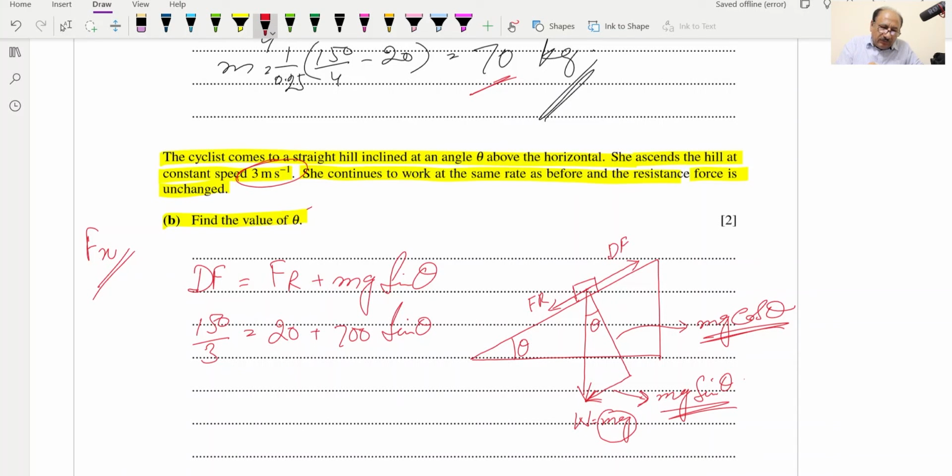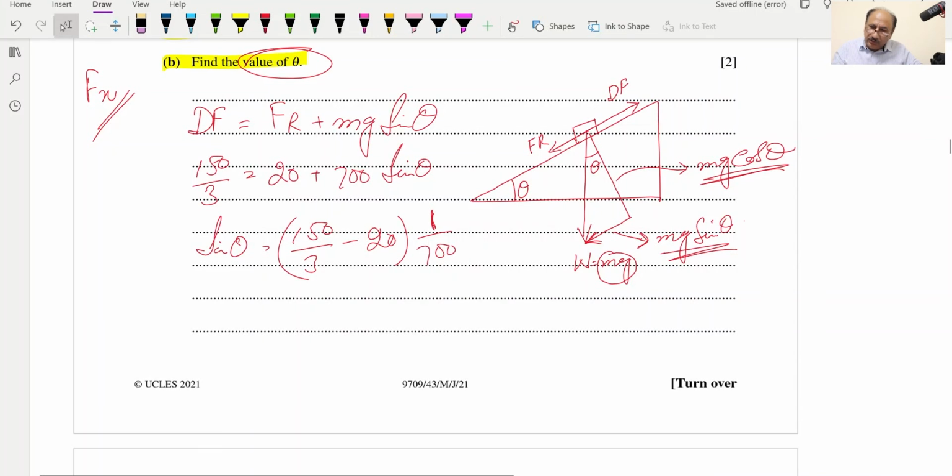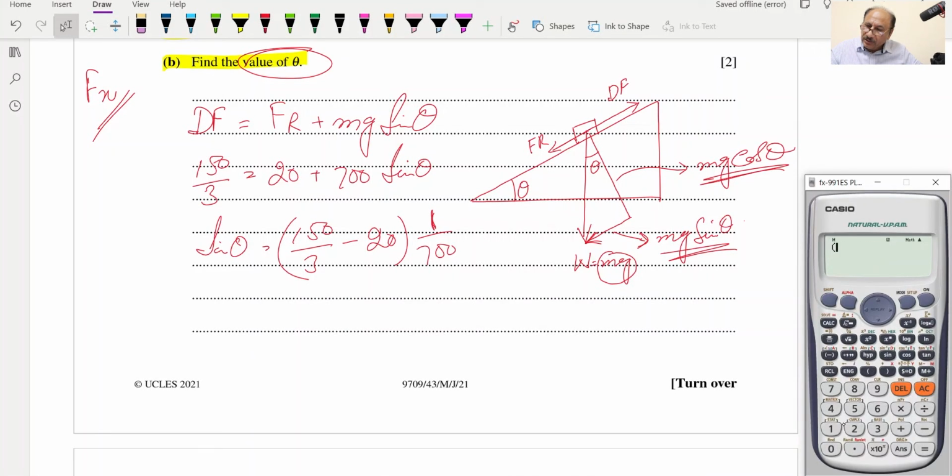Basically we require the theta value, so we can now shift everything to the other side. So sine theta will be equal to 150 over 3 minus 20, divided by 700 basically. Now we can calculate this. In brackets 150 over 3 minus 20, bracket close, multiplied by 1 over 700, and this is equal to 3 over 70.